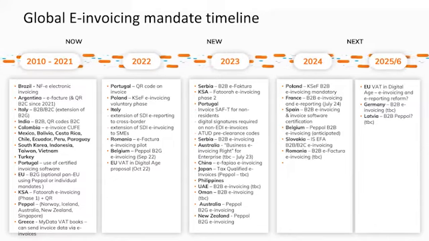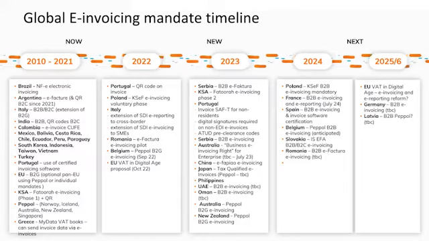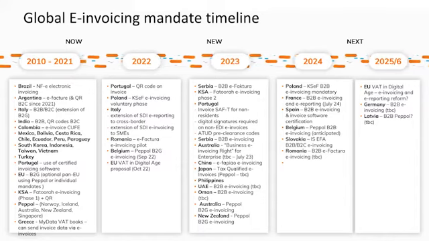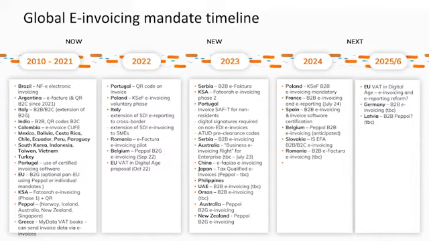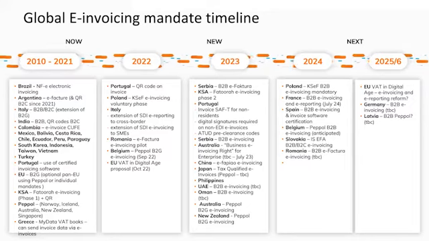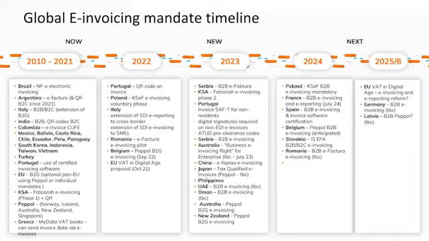Italy was the trailblazer within Europe with its SDI e-invoicing mandate coming in 2019. But then the majority of other reporting requirements in Europe haven't necessarily focused on the mandatory issue of e-invoices, but have involved other forms of digital reporting.